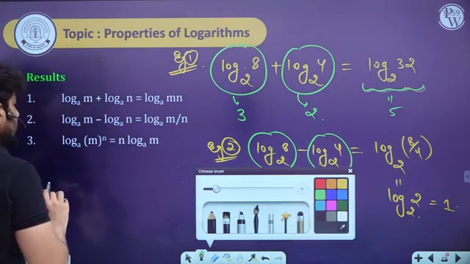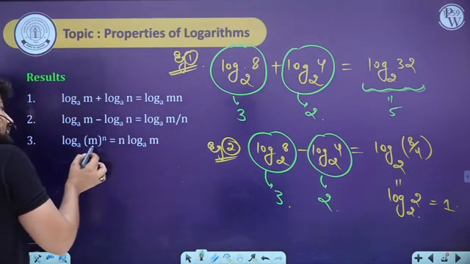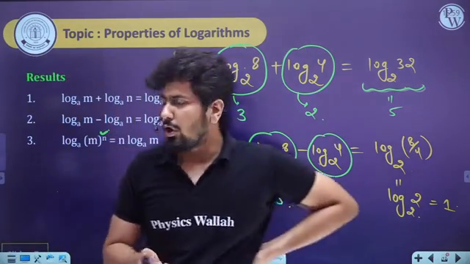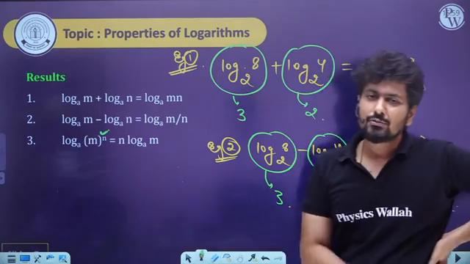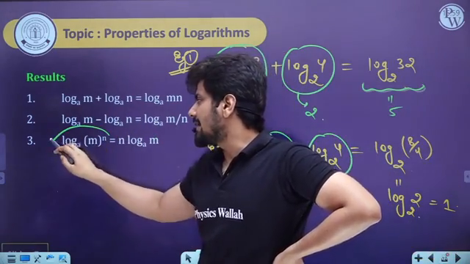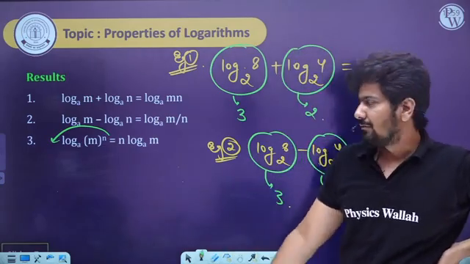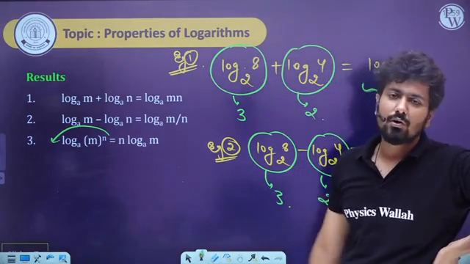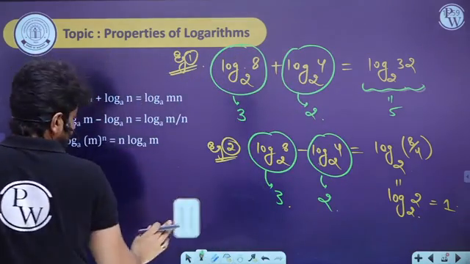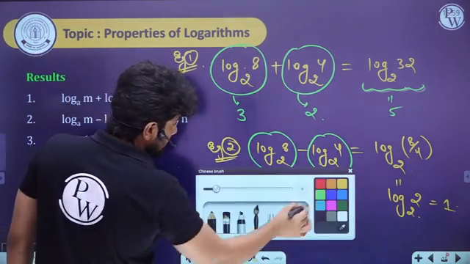Now let's have a look at property 3. Property 3 says that if there's a power on a number, log of m raised to the power n to the base a, then we can simply send this power n into the multiplication. We can write this as n times log of m to the base a. I'm giving you an example on this. This example will make it very, very clear.